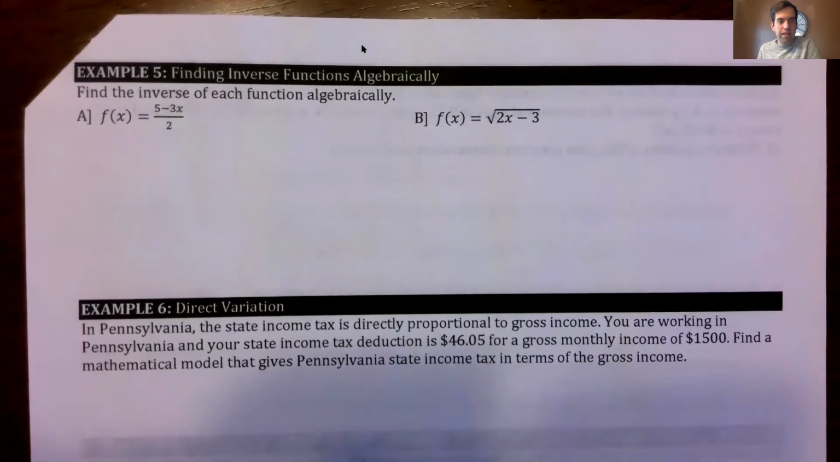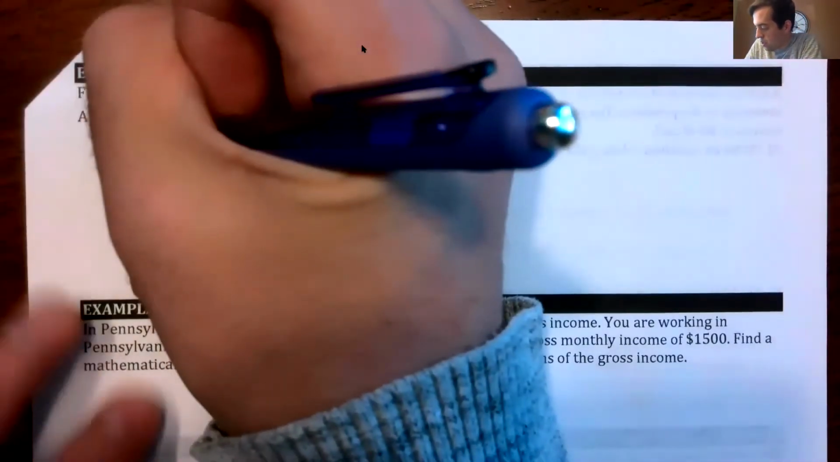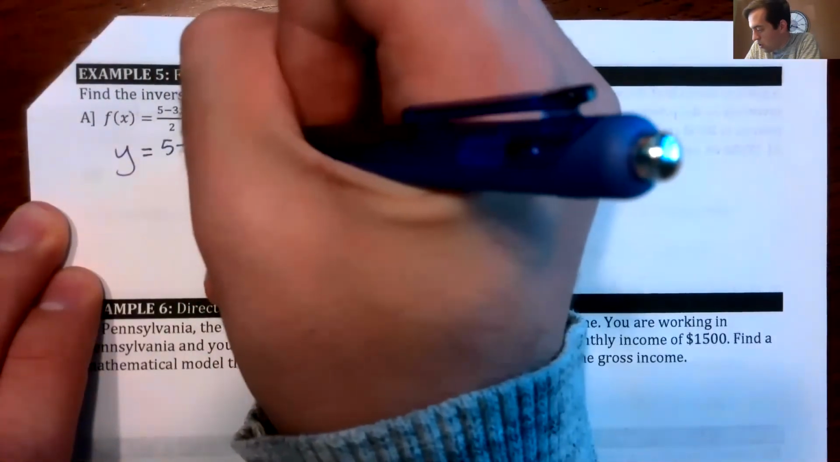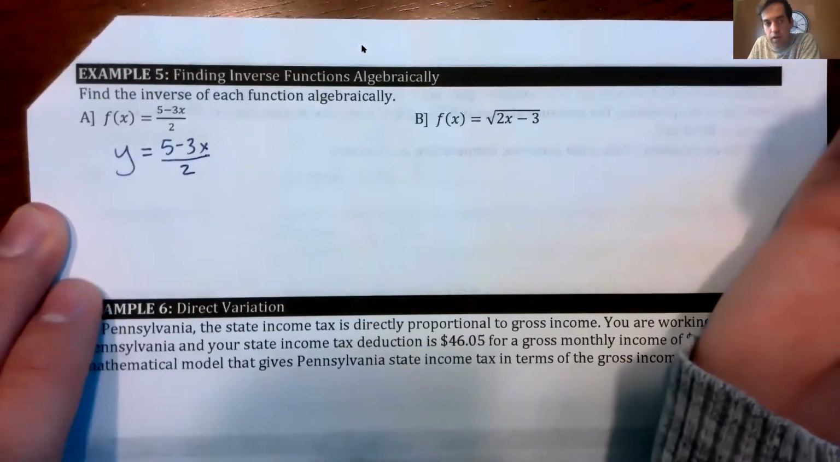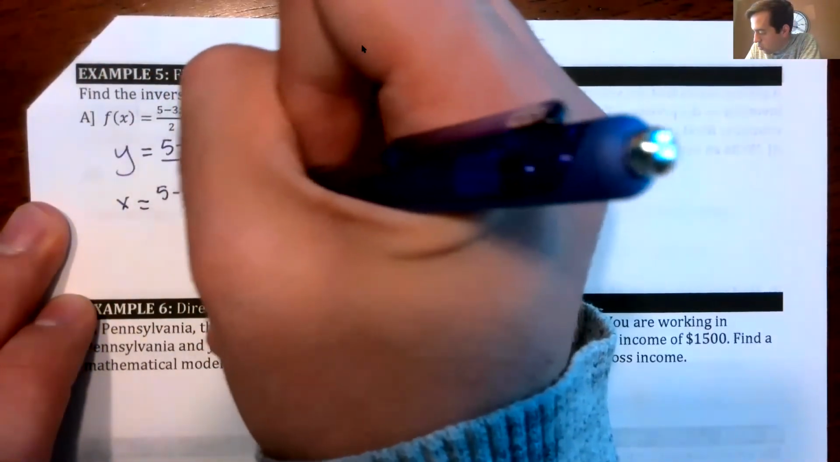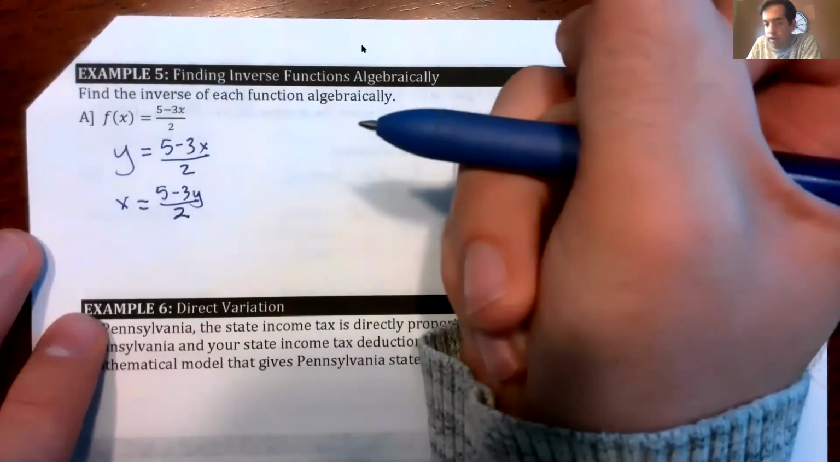Example 5, finding inverse functions algebraically. Find the inverse of each function algebraically. Now, that's kind of already what we've been doing, right? Algebraically means that we just switch the x and the y manually and then solve for the new y. So that's what we're going to do. We start with y equals (5 minus 3x) over 2. We make this x equals (5 minus 3y) over 2. Now we're going to solve for y.